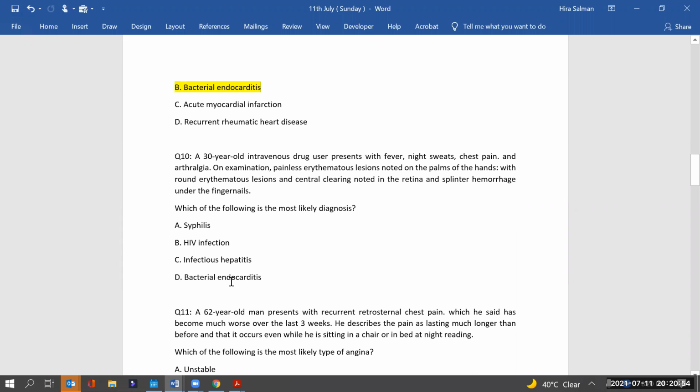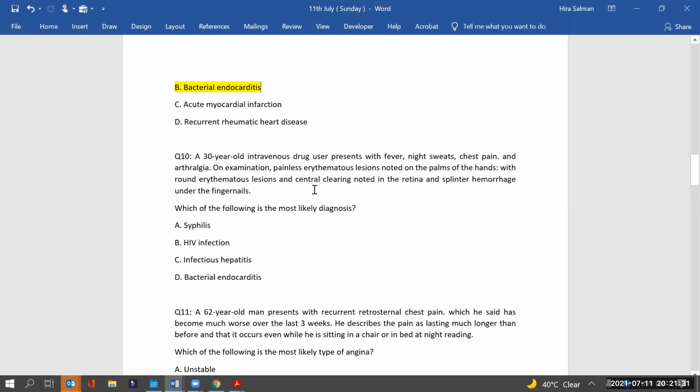Okay, this one. A 30-year-old intravenous drug user. He is actually playing with the blood, right? IV drug user, 30 years old. Fever, night sweats, chest pain, and arthralgia. On examination, painless erythematous lesions noted on the palms of the hand, with round erythematous lesion and central clearing noted in the retina, splinter hemorrhages under the fingernails. So he's presenting with the minor criteria. Say, for example, fingernails, splinter hemorrhages are there. These erythematous lesions are there. So splinter hemorrhage again is an important clue for you.